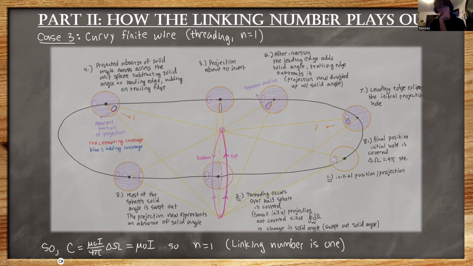And then you keep walking. Now, most of the sphere is covered in solid angle, right? You just have this hole left and this hole left, and somehow this has got to work out to add up to one full sphere. So as you continue to walk, the hole that you're tracking, the current projection, at this point represents negative solid angle. It represents an absence of solid angle, I would say.